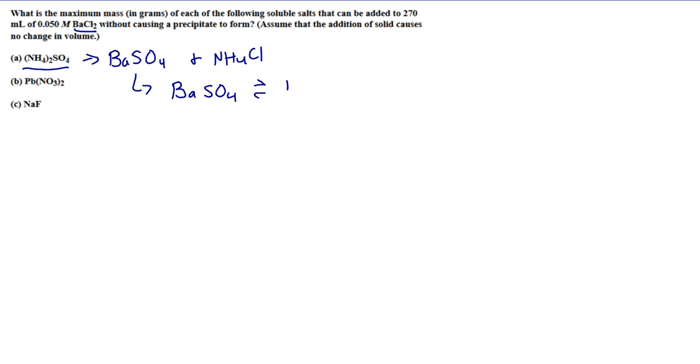So we get barium 2 plus, and we get sulfate 2 minus. And to find the equilibrium constant for this reaction, we would look it up in the table. So that was table 17.4 in the textbook. And the Ksp for barium sulfate is 1.1 times 10 to the negative 10.